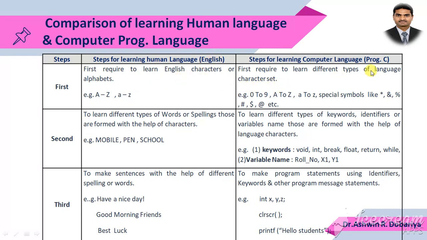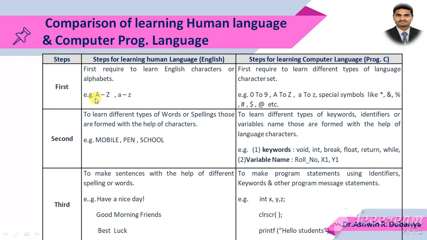Similarly, which are the characters of the C language? 0 to 9, then capital A to Z, small a to z, and special symbols like ampersand, percentage. So if you want to start learning the C language, then you should be aware of all these characters of the C language. Now the first step is over.